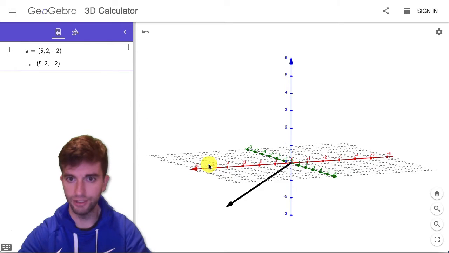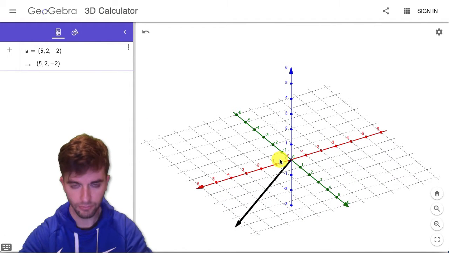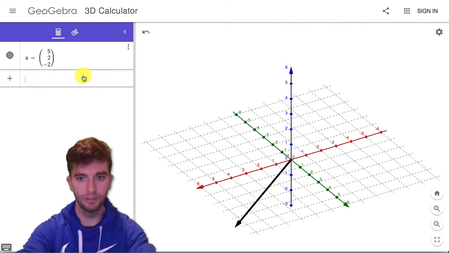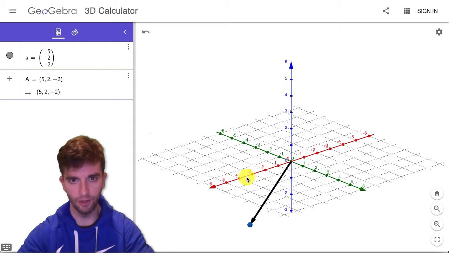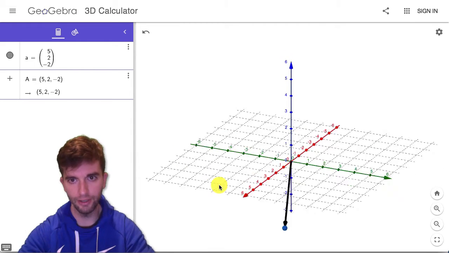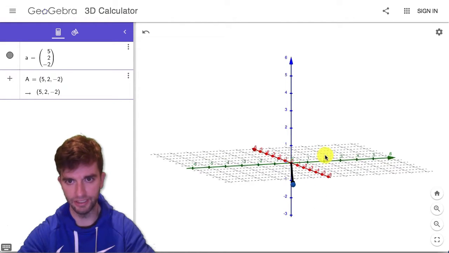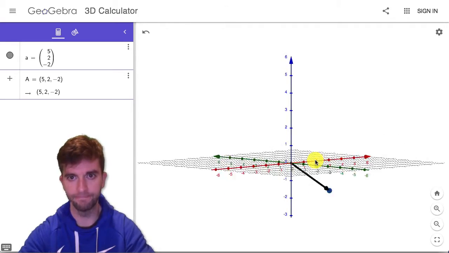So vector [5, 2, -2] has its tail at the origin, and it has the tip at the point. Let me plot the point. And its tip at that point, (5, 2, -2). 5 along the positive x, 2 parallel to the positive y-axis, and then 2 parallel to the negative z-axis. And it brings us to that vector right there.